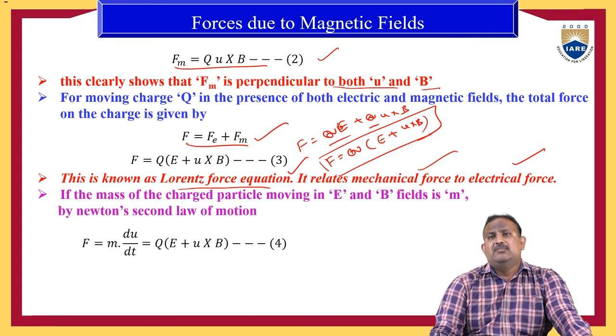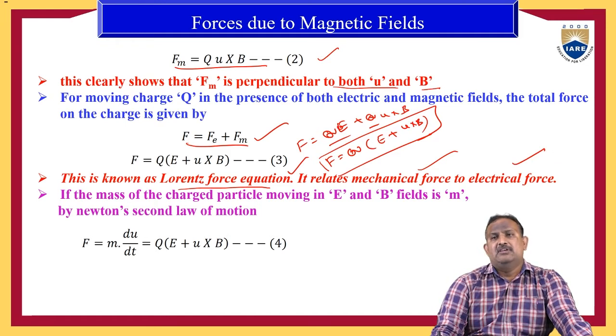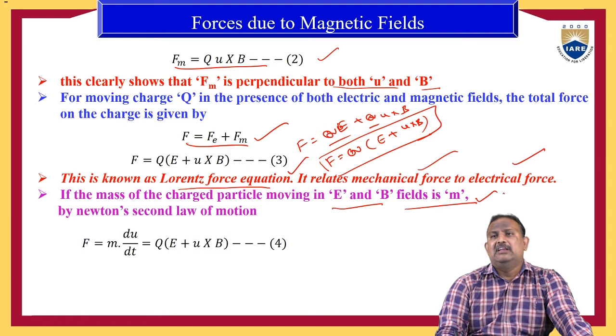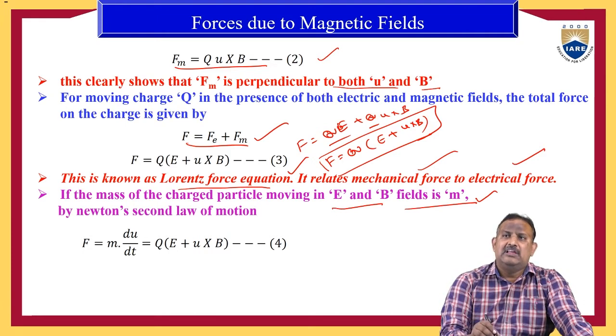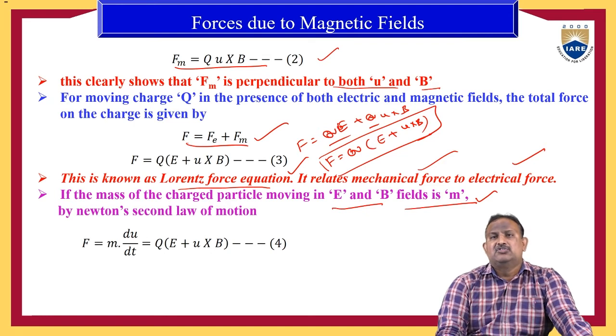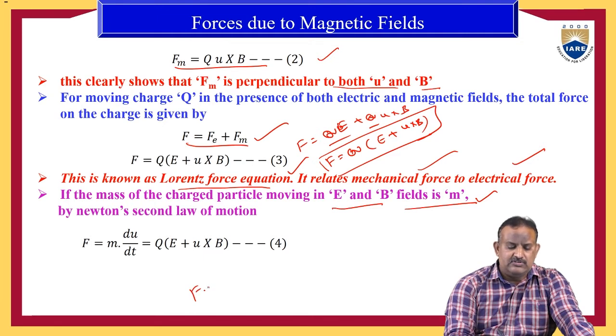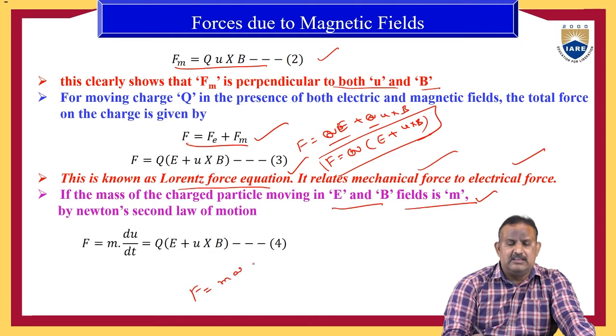Let us assume the mass of the charged particle moving in both electric and magnetic fields is m. So by Newton's second law of motion, we know that force F is equal to mass into acceleration.